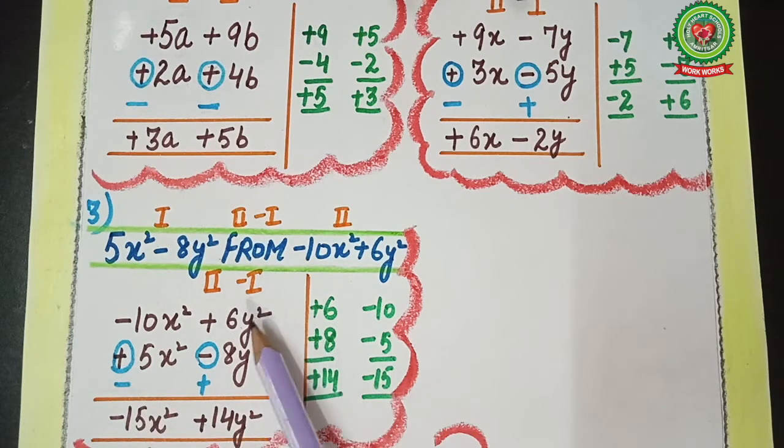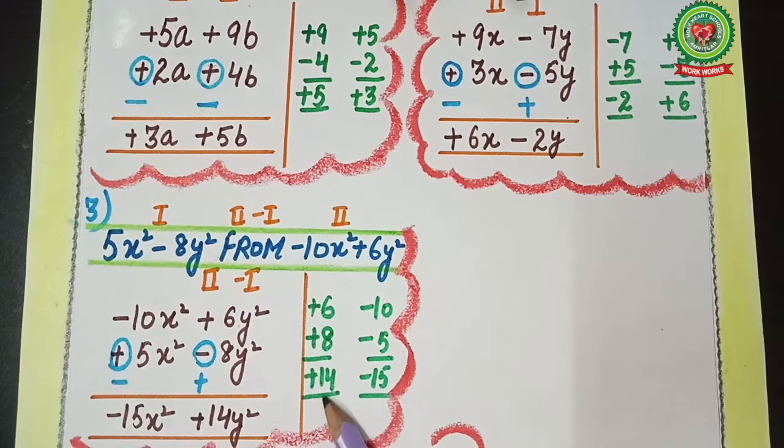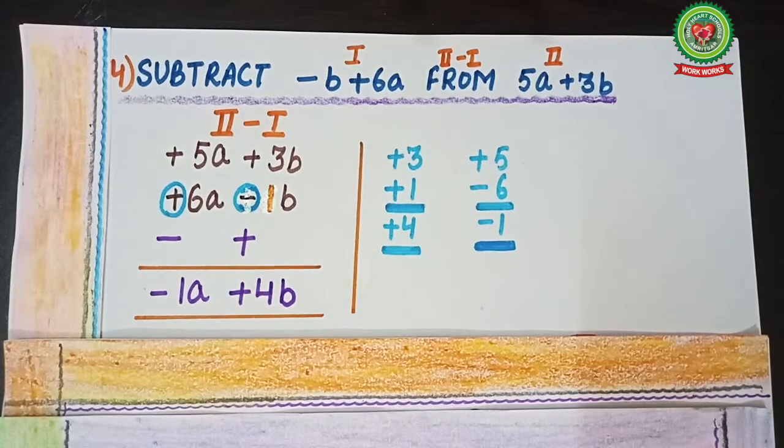Again, now here you will take these numerical coefficients, that is plus 6 plus 8. So plus 6 plus 8 means plus 14. Now here you will write plus 14y square. Next is minus 10 minus 5. So minus 10 minus 5 means minus, minus sign of minus, add the numbers. So here you will get minus 15. So here you will write minus 15x square plus 14y square. That is what exactly we want, right? Now student, move to example number 4.